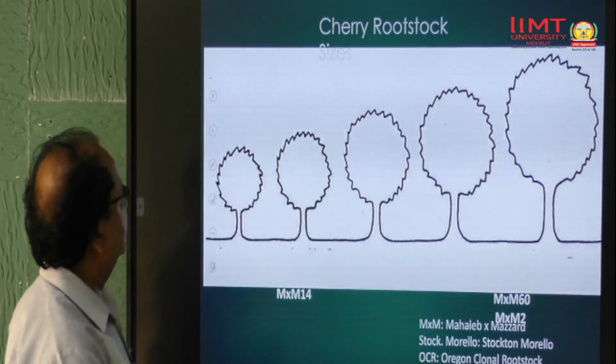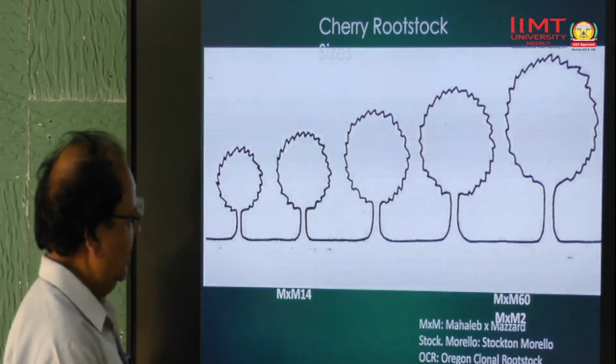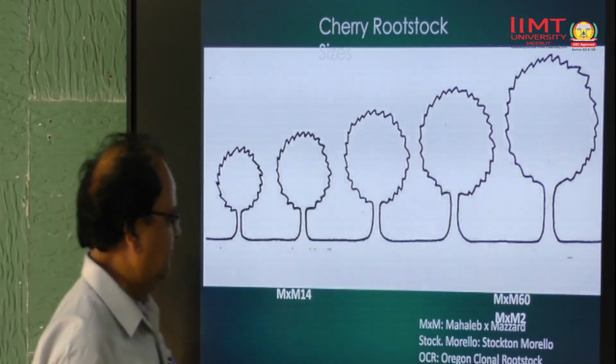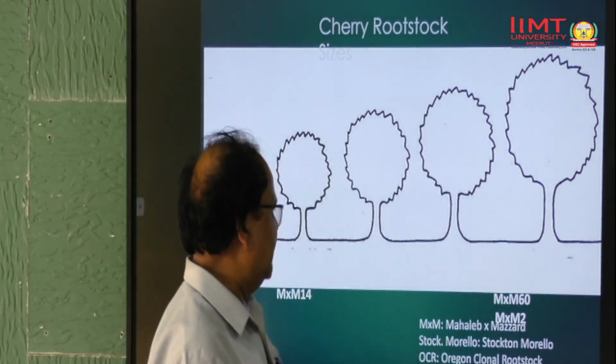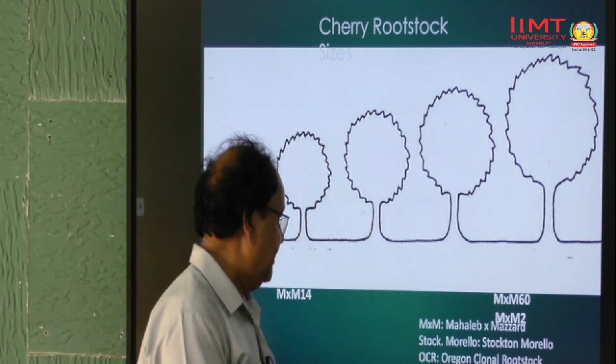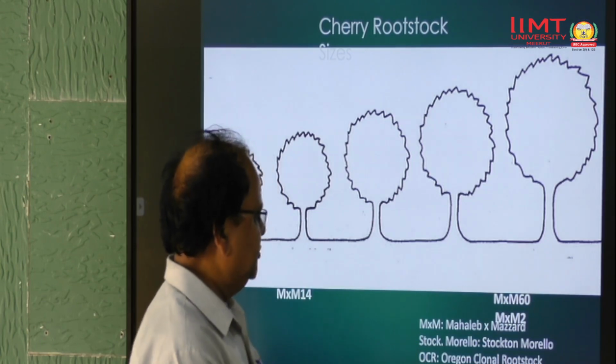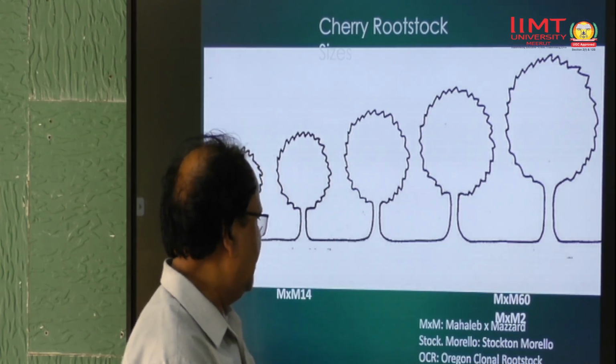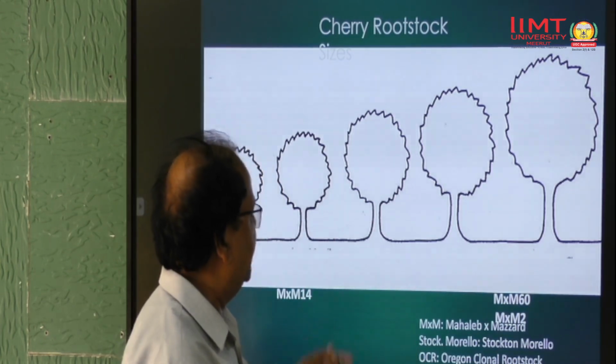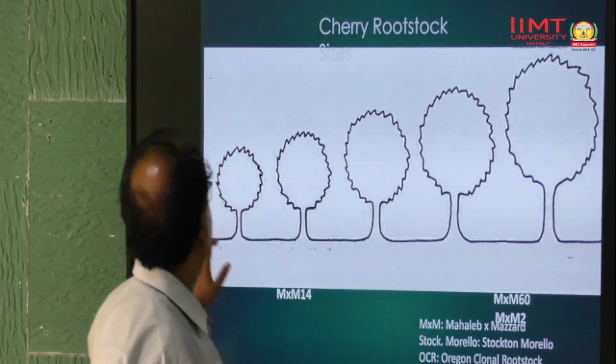So there are some cherry rootstocks to use. They are crosses of Mahaleb crossed with Mazzard used in cherry, Morello, that is Stockton Morello, and Oregon clonal rootstock. They are very important rootstocks for use in cherry orcharding.